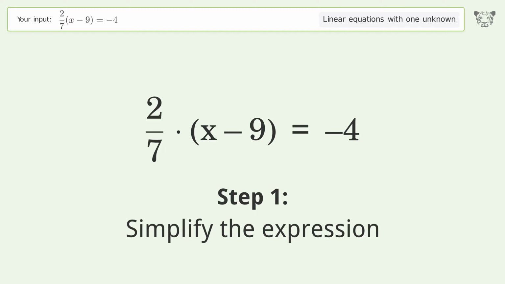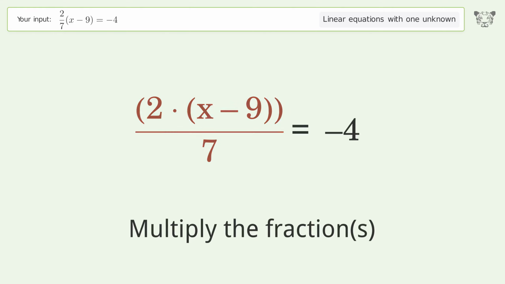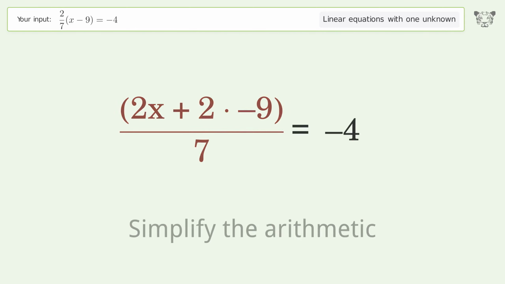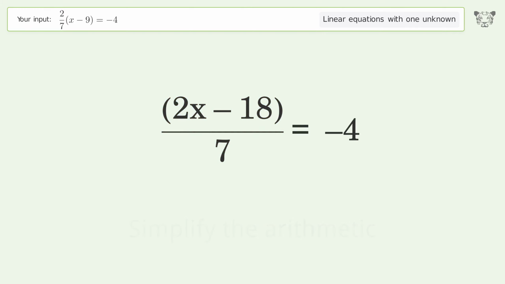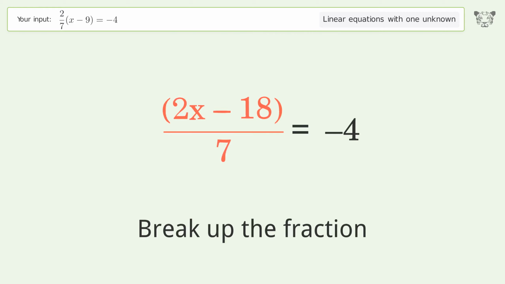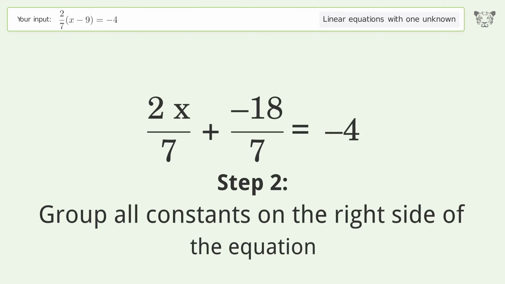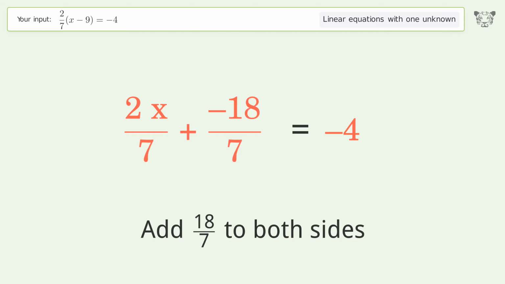Simplify the expression. Multiply the fractions. Expand the parentheses. Simplify the arithmetic. Break up the fraction. Group all constants on the right side of the equation. Add 18/7 to both sides.